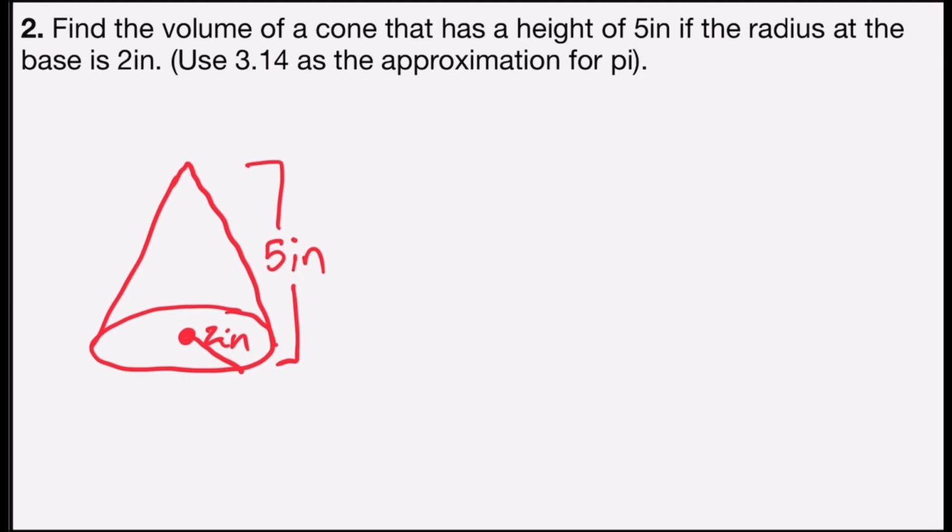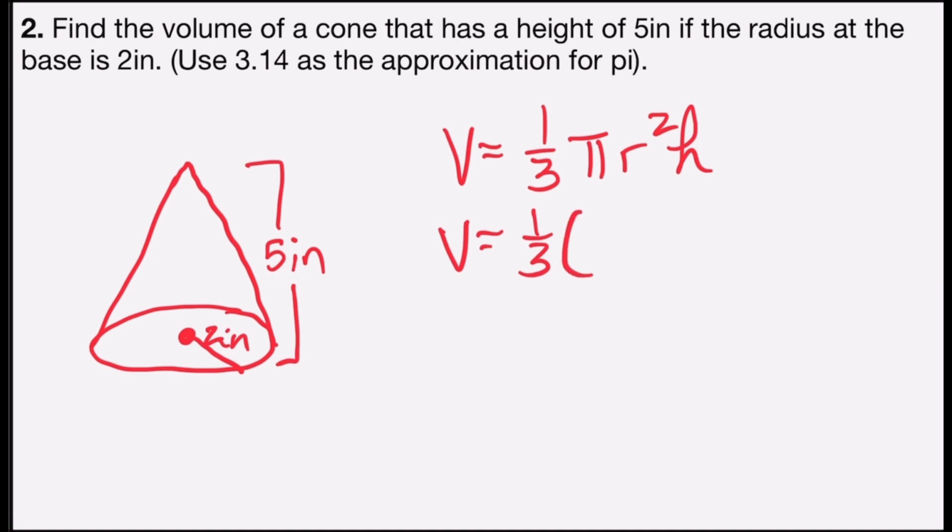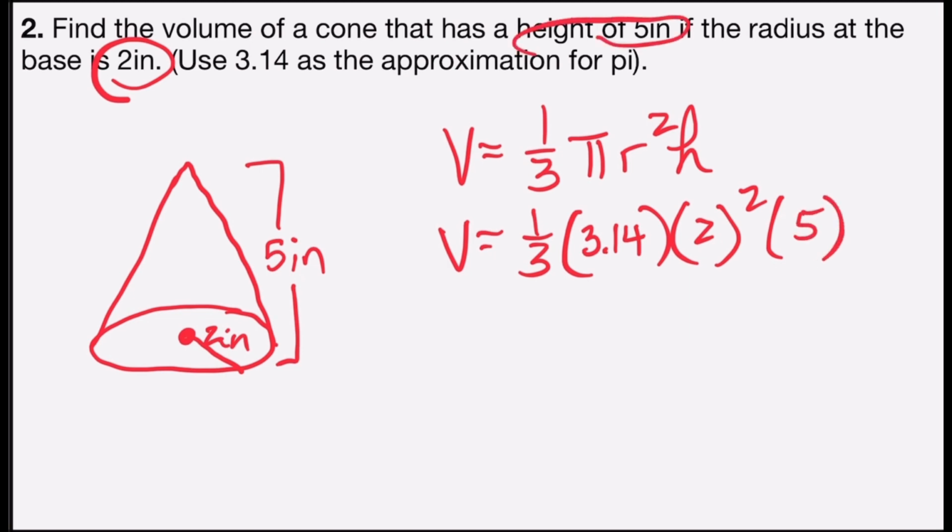I can then go ahead and use the formula for the volume of a cone. Volume equals 1/3 times pi times the radius squared times the height of the cone, or volume equals 1/3 pi r squared h. And then I'm going to substitute. Volume equals 1/3. The approximation for pi is 3.14 as given in the problem. The radius is going to be 2 inches, and that's going to be squared, and the height of the cone is 5 inches. And then I'm going to do a little bit of simplifying.